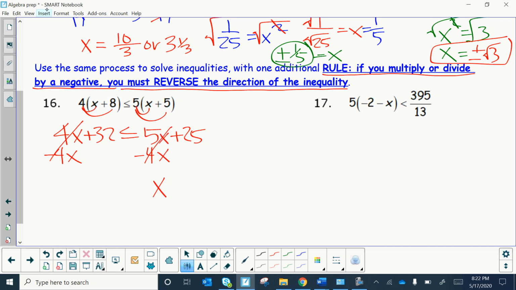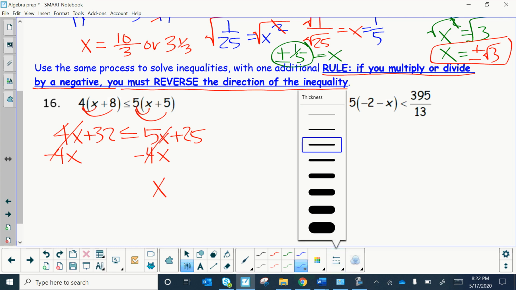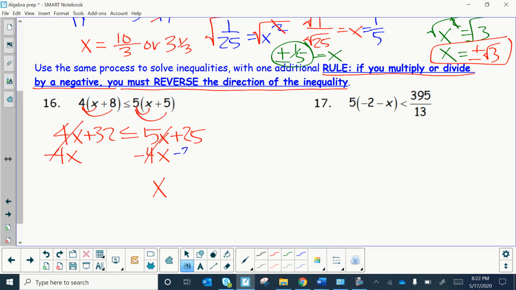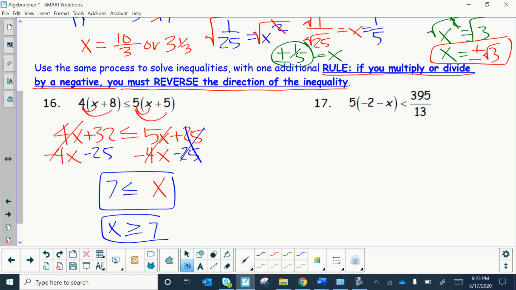All right, so now I'm going to subtract 25 to get rid of it from this side, subtract 25. 32 minus 25 is 7, so 7 is less than or equal to x, or if you reverse it the other way, x is greater than or equal to 7, okay? So there's the inequality. We did not divide by a negative number, and we didn't multiply by negative numbers, so that's why we didn't change the inequality like that rule said.